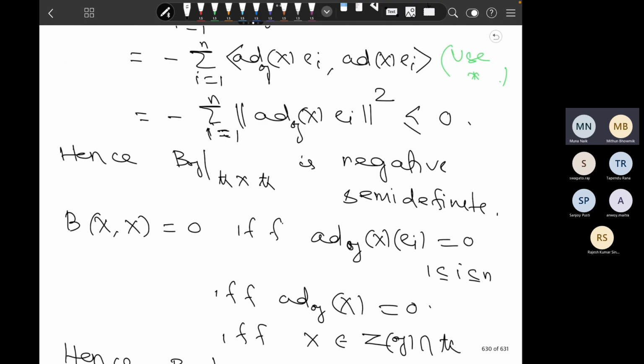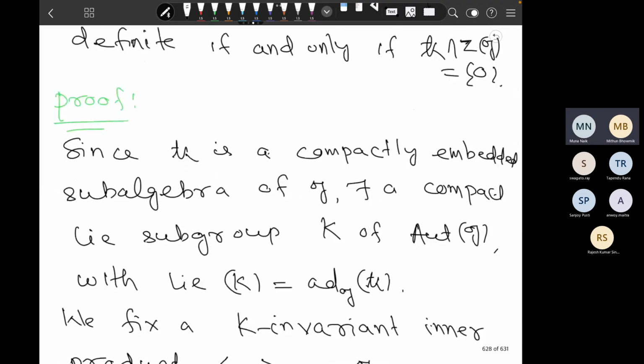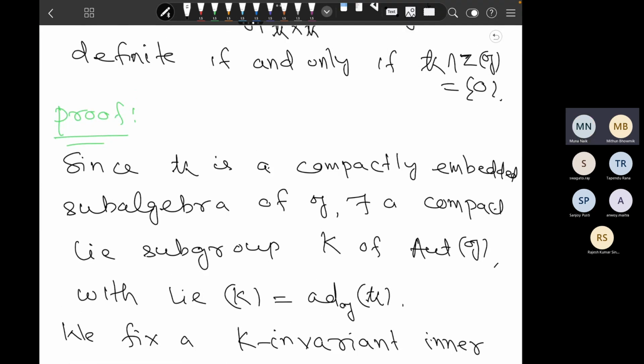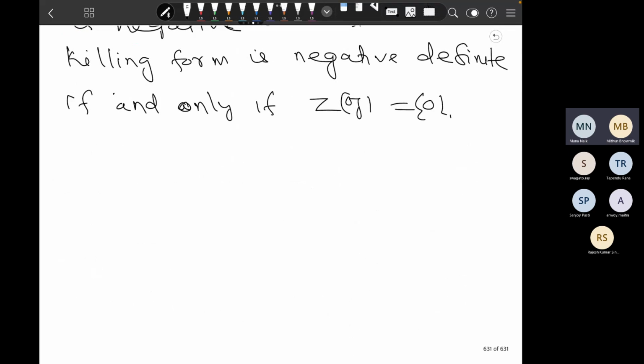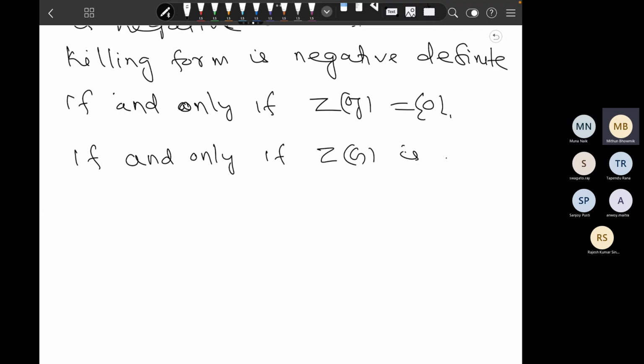because I am applying this result here. K is equal to G. I am applying this proposition. So this is really if and only if ZG is discrete. Now G is a compact Lie group and ZG is a closed subgroup of G. Therefore, ZG is compact. Okay. So a compact group is discrete if and only if ZG is finite, right?